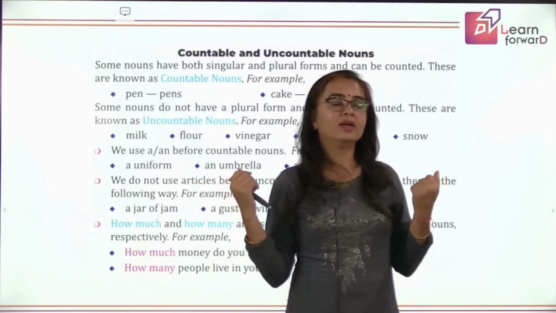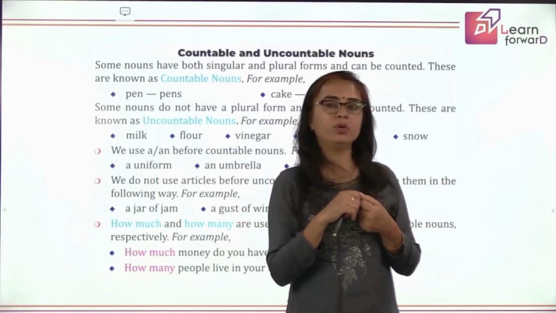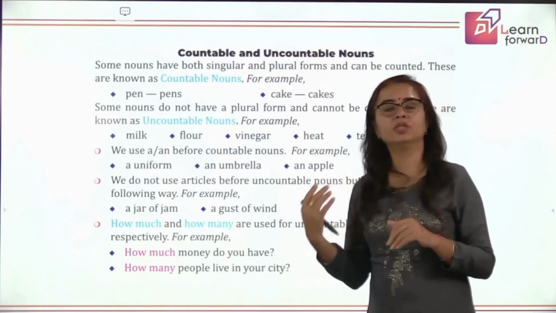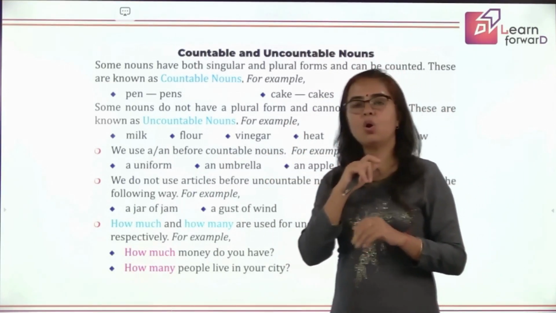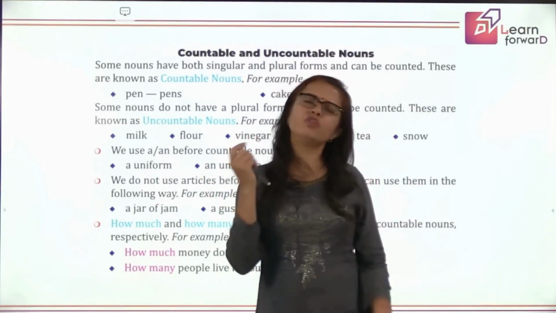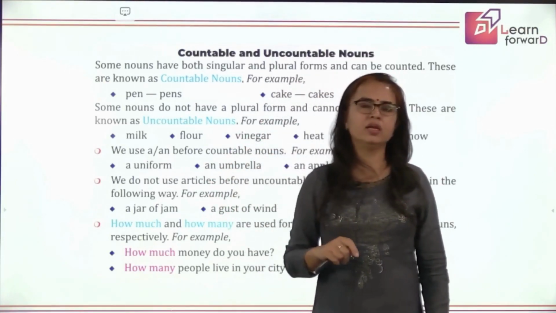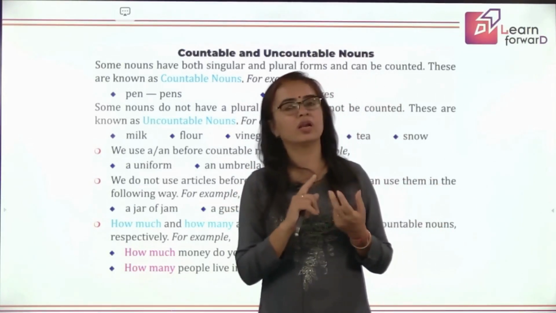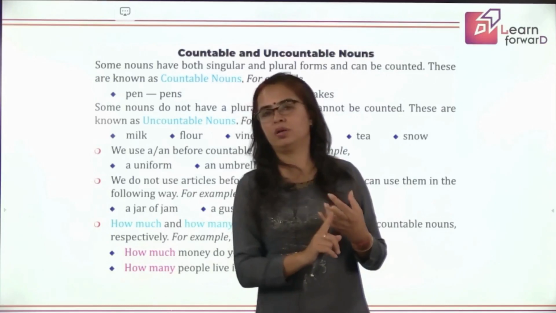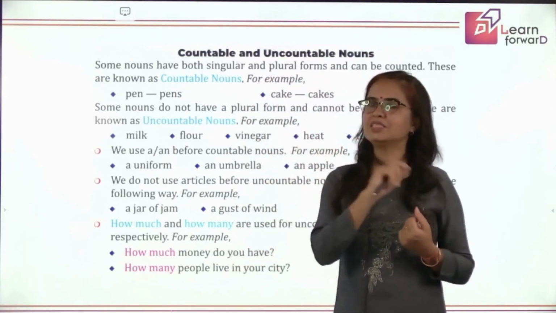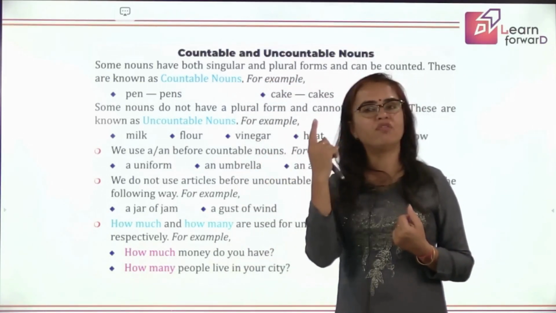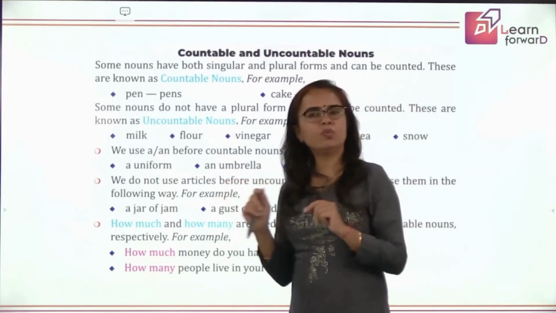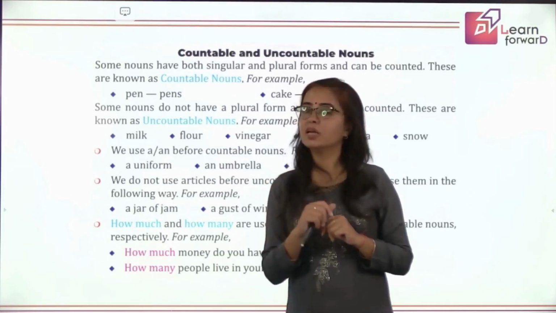Why? Because what do you do in singular and plural? You find out the number, whether some noun is one or many. Now, if you cannot count something, there is no point saying one or many. If I talk about pencils, if you have one, you say pencil. If you have many, you say pencils. That means they are countable.